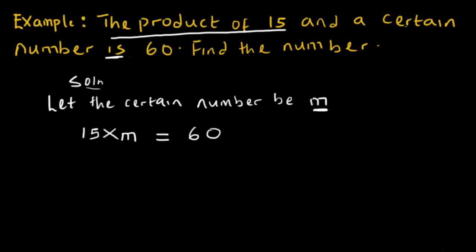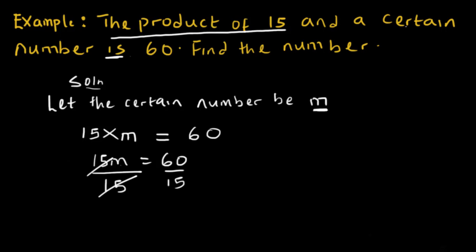So we have to find m, which is the certain number. You can decide to multiply or just divide immediately, just so you can understand perfectly. 15 times m is 15m equals 60. To get m, you divide both sides by 15.